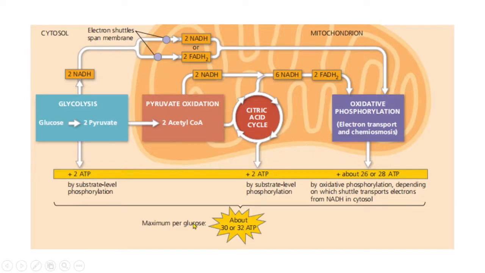So going back here to our drawing, we now know where the 2 ATPs were produced and the 2 NADH produced in glycolysis to produce 2 pyruvate. And then the 2 pyruvate is converted into 2 acetyl-CoA with the production of 2 NADH. Okay, so now let's go straight into the citric acid cycle. So we'll see the ATP, the NADH, and the FADH2 produced here.